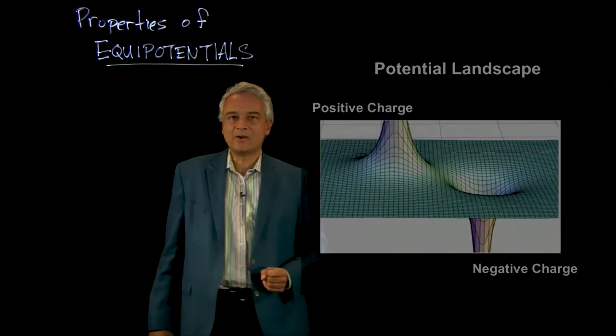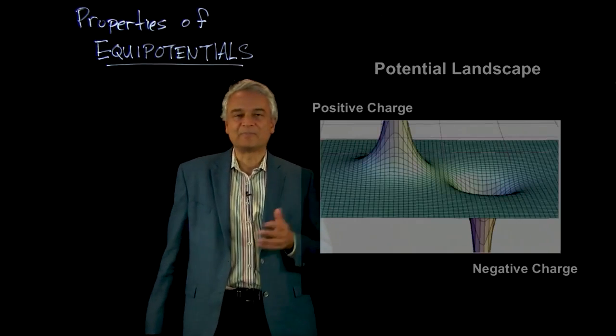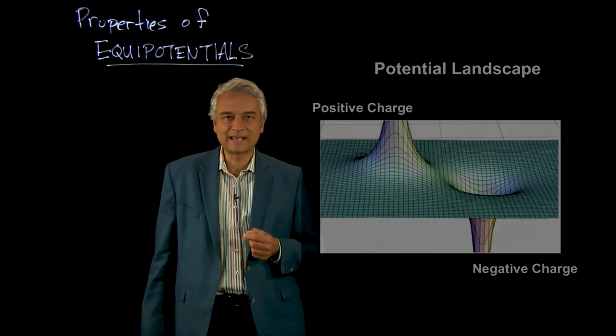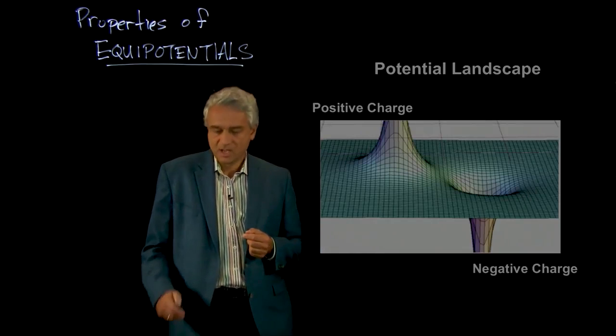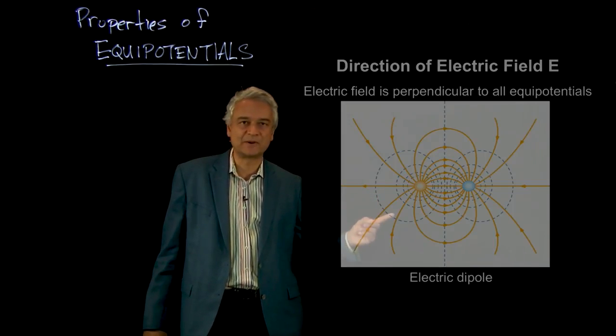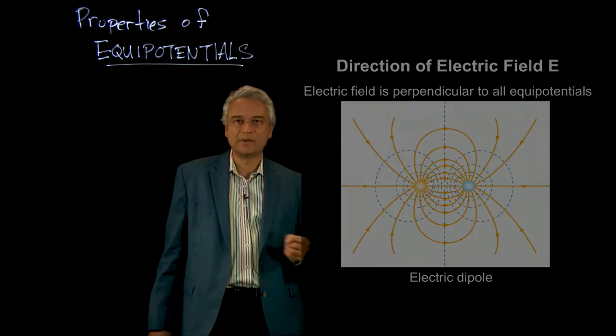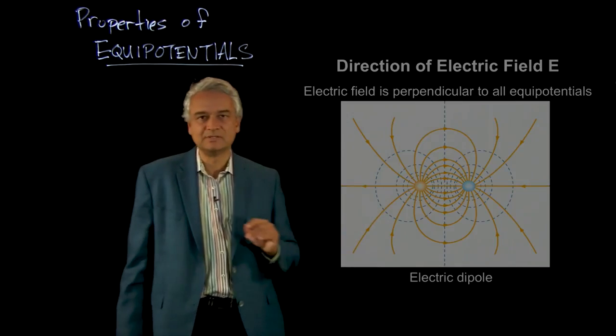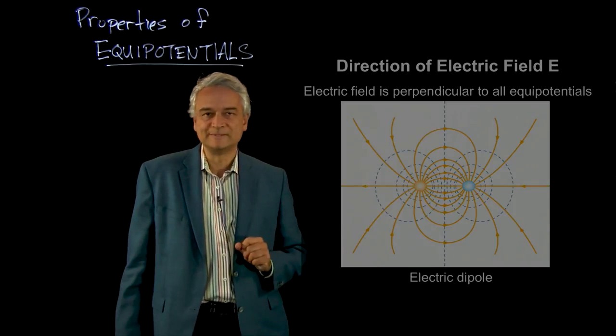So we now have three different ways of representing a dipole. We can look at the potential landscape. Here it is. We can look at the contour map of the potential landscape. Those are the equipotentials, the blue lines. Or we can look at the electric field. Those are the yellow lines. The same information shown in three different ways.